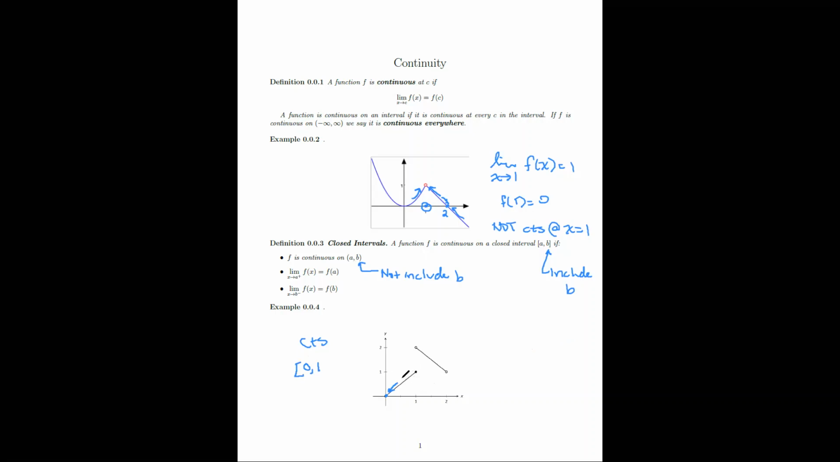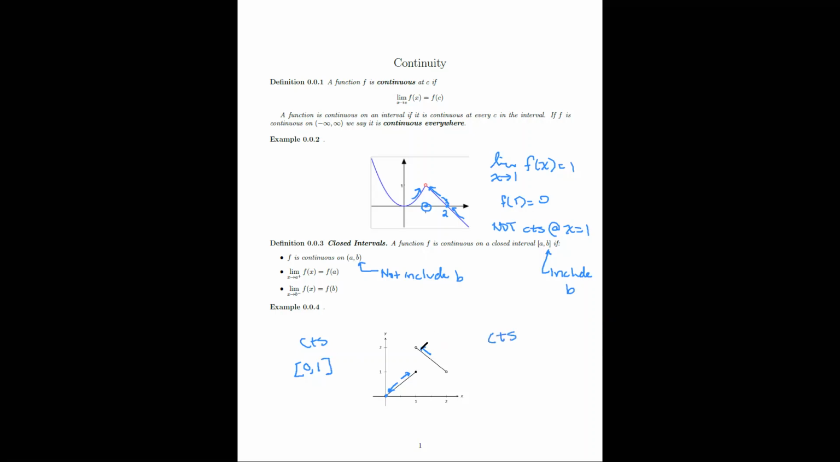Similarly, as I'm approaching 1 from the left, that limit is 1, and the function itself is also 1. Now notice that the overall limit at 1 doesn't exist because my right-hand limit does not match my left-hand limit. So that limit doesn't exist. However, when I'm looking at the endpoints of an interval, I don't care about the limit overall, I just care about the one-sided limit. So as we're approaching from the left, that limit does exist and it matches the function, so we're continuous on this closed interval.